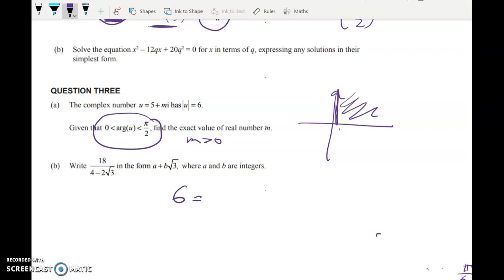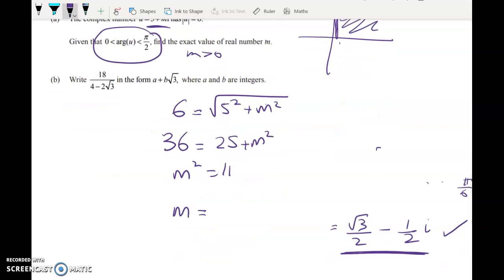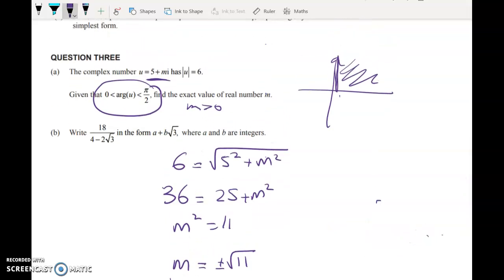So the modulus of the complex number is 6, and the modulus of u will be 5 squared plus m squared. That gives us, squaring both sides, 36 is equal to 25 plus m squared. M squared is 11. So m could be plus or minus root 11, but we know that m is greater than 0, so m has to be the square root of 11, not negative square root 11. And the last question here is one where we're working with surds.